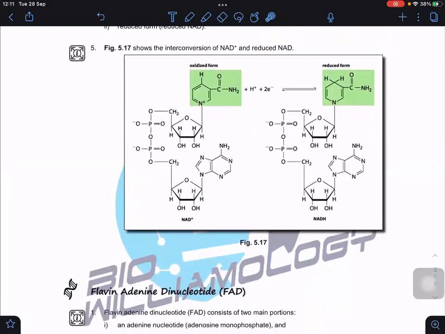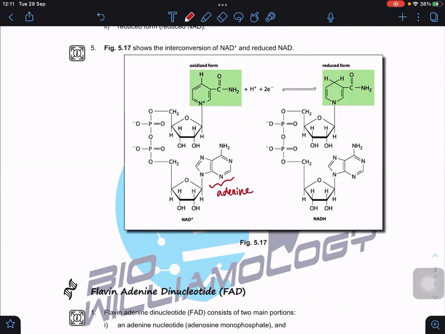Okay, look at the structure. So this is one nucleotide with phosphate group. Two phosphate groups actually join together. Can you see that the phosphate groups join together? So this is one nucleotide. This is another nucleotide. So this nucleotide is adenine. I mean, the base is adenine.